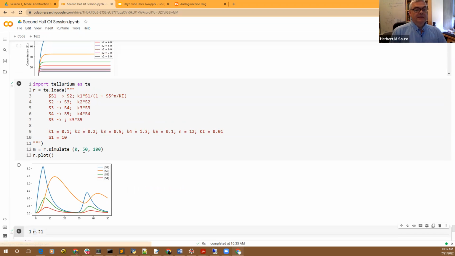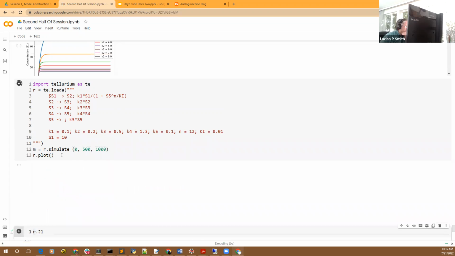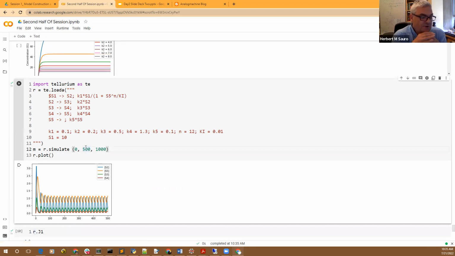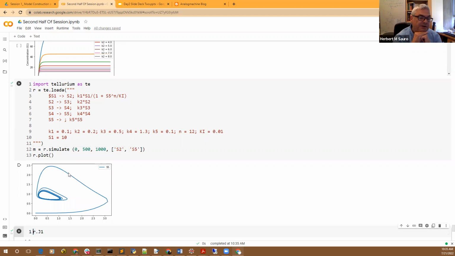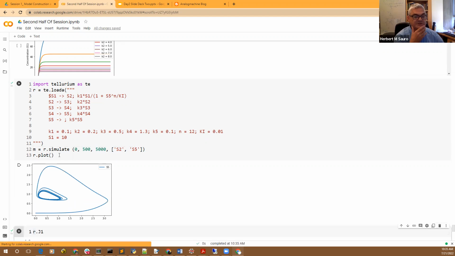Okay, that looks like it's oscillating. To make sure, let's push up the time. There you go, definitely oscillating. So the question is, is there a steady state here? There actually is one, because let me instead plot what's called a phase plot. I'll plot S2 versus S5. You can see some straight edges, so I'm going to push that up to 5,000 so we get a smooth curve.